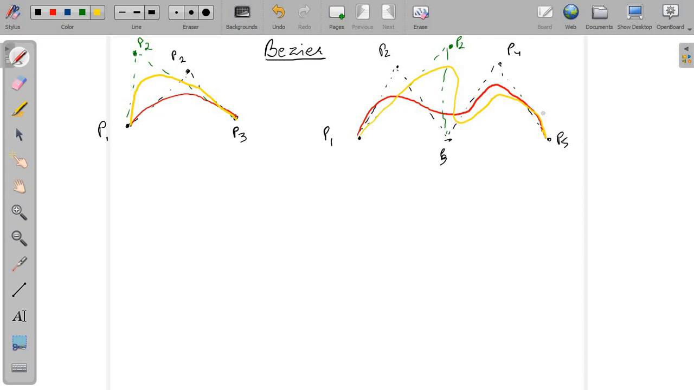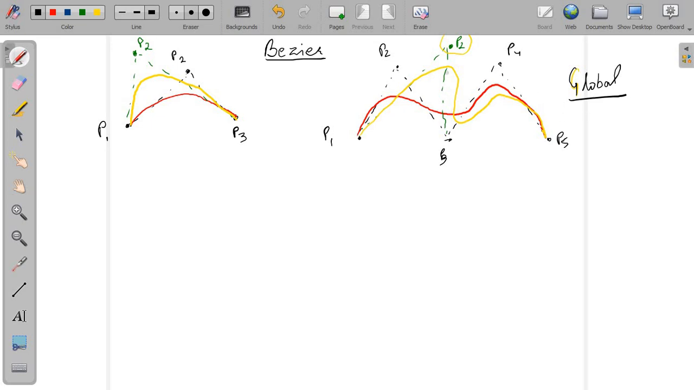Okay, so in a bezier curve, when we pull one particular control point, it has an effect on all the other curves. So this is called global. So when we pull one particular point, it affects the whole curve.